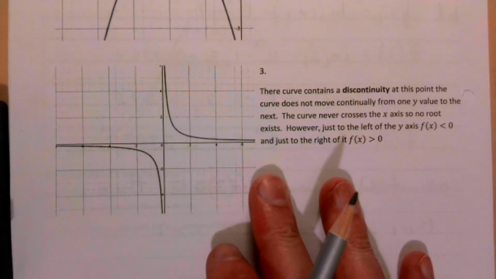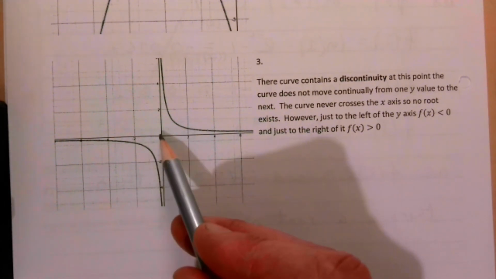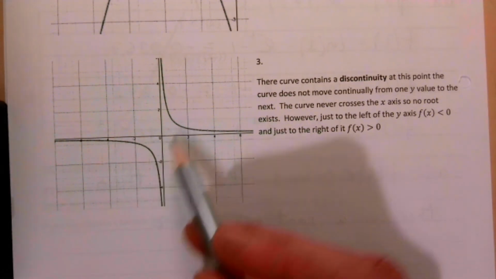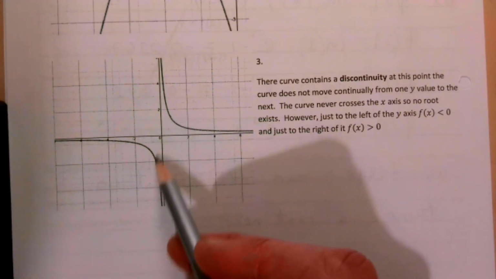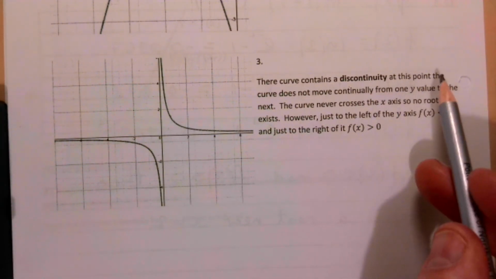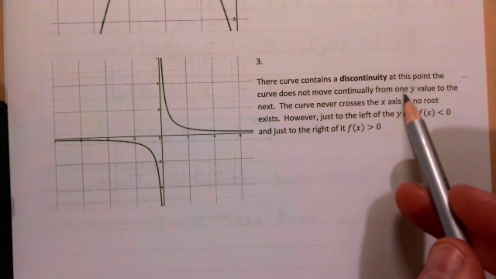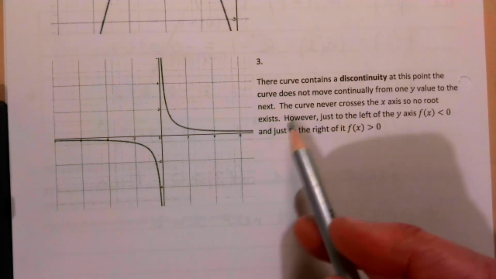The other example is where you think there's going to be a root. Just before 0 it's negative, just after 0 it's negative, so you think it crosses the axis, but it doesn't because there's a discontinuity here. So this curve contains a discontinuity at this point. The curve does not move continually from one y value to the next. The curve never crosses the x-axis, so no root exists.